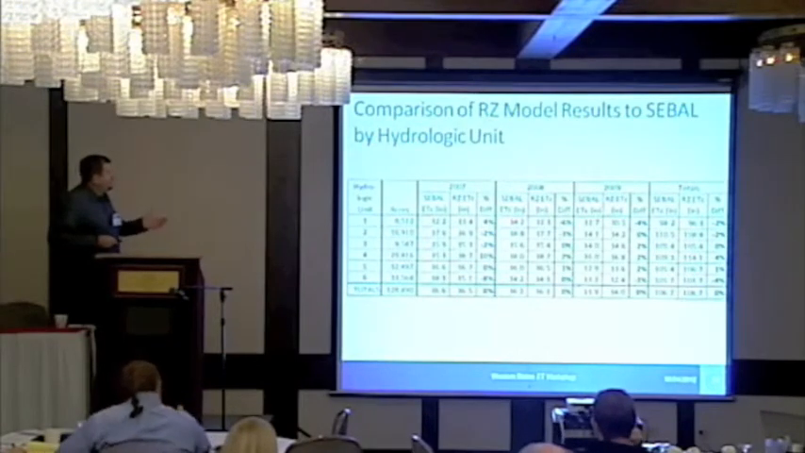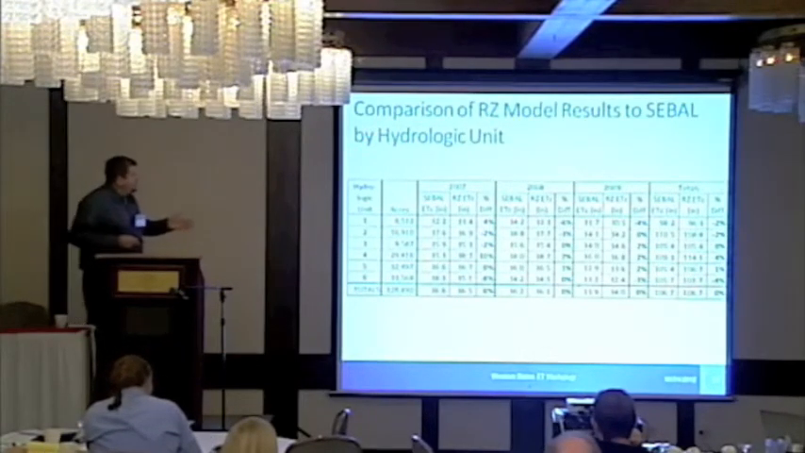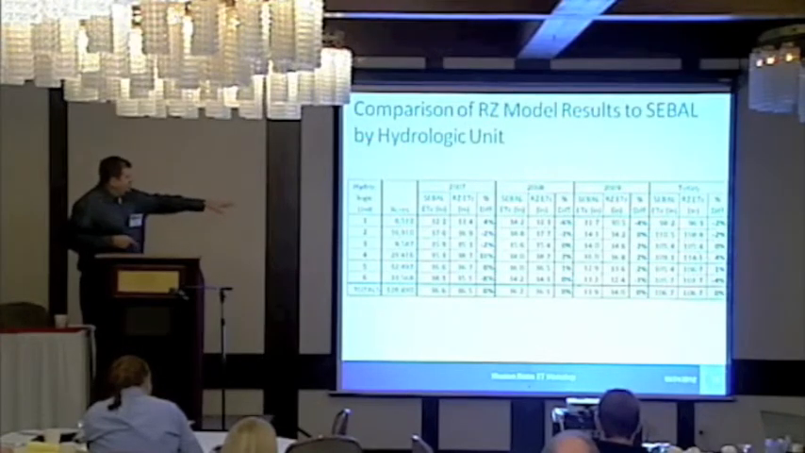Then we looked at a comparison of model results to SEBAL by hydrologic unit. And here we see bigger differences because we're disaggregating the data. And that's something we'd like to look at refining. In all cases over the 3 years, the differences were within 10%. Over the 3-year periods, they tended to be within about 5% on average.